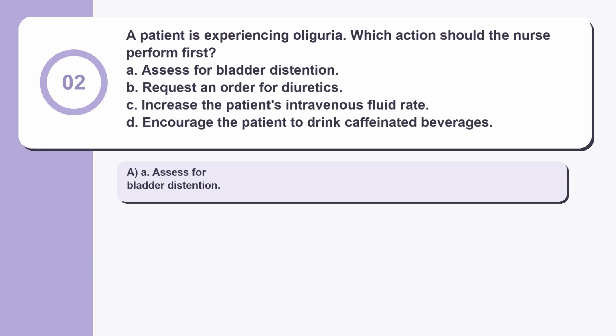Question 2. A patient is experiencing oliguria. Which action should the nurse perform first? A. Assess for bladder distension. B. Request an order for diuretics. C. Increase the patient's intravenous fluid rate. D. Encourage the patient to drink caffeinated beverages. The answer is A. Assess for bladder distension.